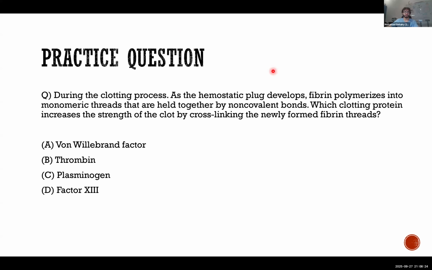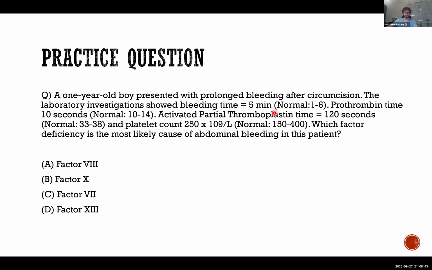Absolutely correct. The answer is, in fact, D, factor 13. As we said, the fibrin is strong in itself, but we need to help this fibrin attach with each other and attach to the site of injury by cross-linking. That's what factor 13 does. Another question, mashallah, you guys got correctly. Another question.